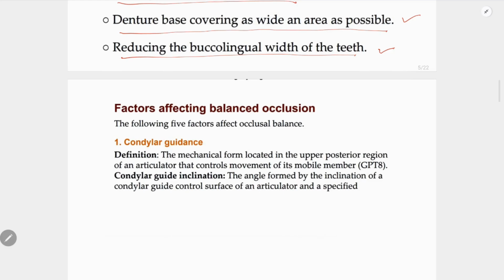Now we'll move on to the factors affecting balanced occlusion. First is the condylar guidance. Definition of each and every factor is very important and you will have to write those definitions in your exam. The mechanical form located in the upper posterior region of an articulator that controls movement of its mobile member.